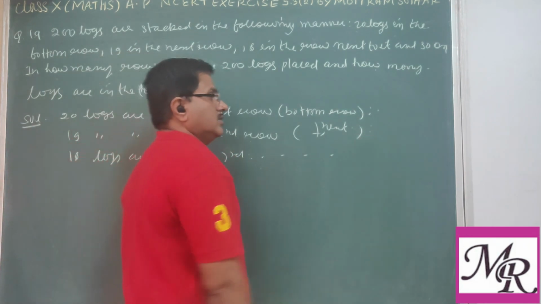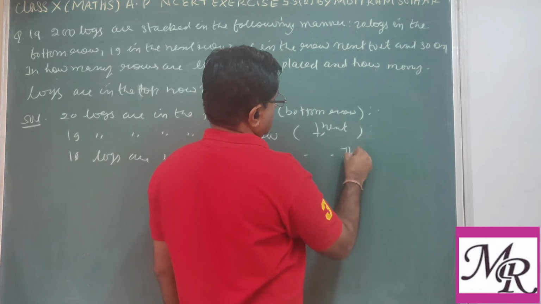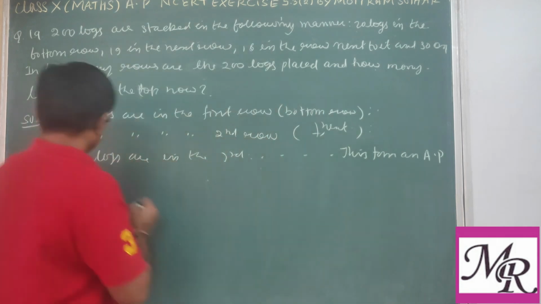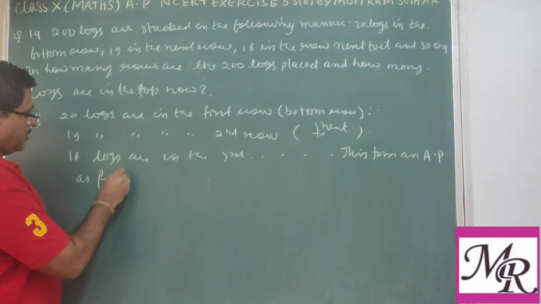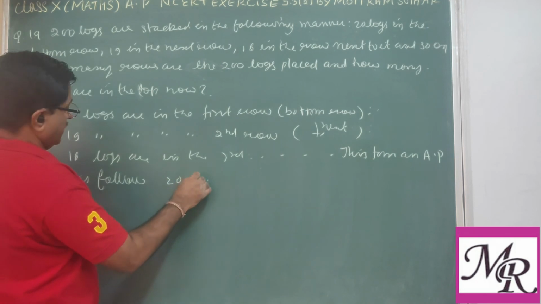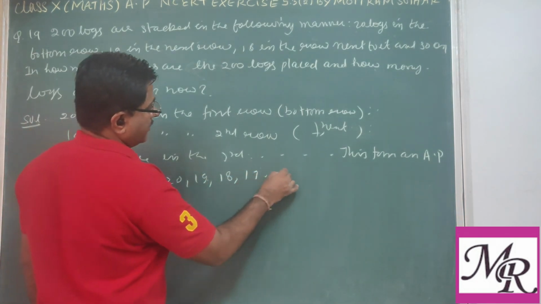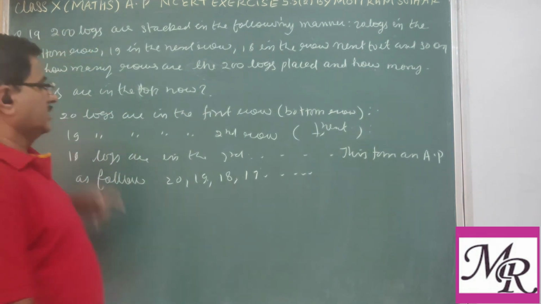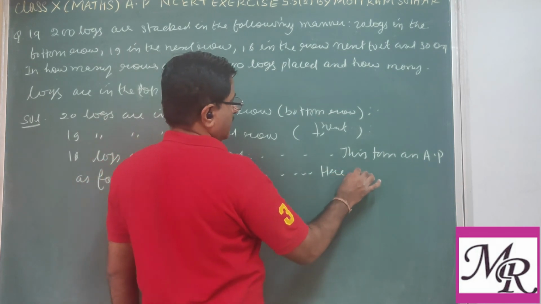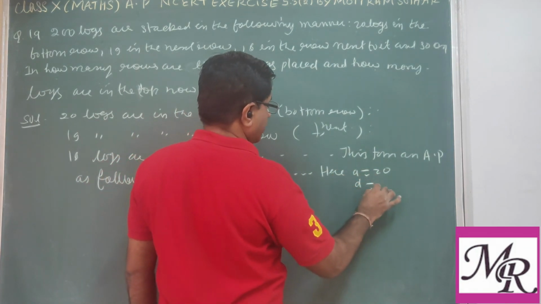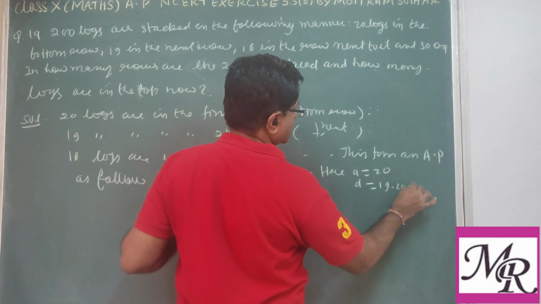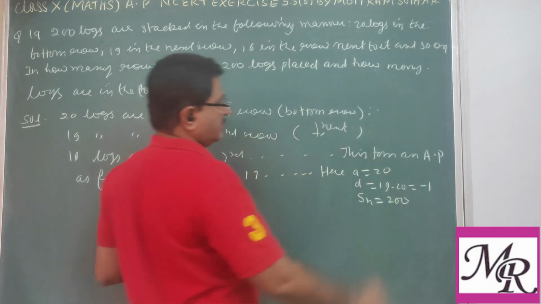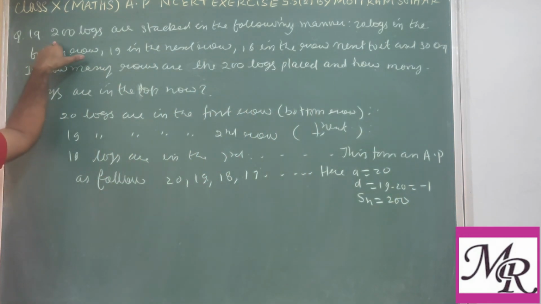So in this way this forms an AP. How does this form an AP? 20, then 19, then 18, 17, and so on. So here what we are given: the first term is 20, the common difference, second term minus first, is minus 1. The total number of logs is given as 200.